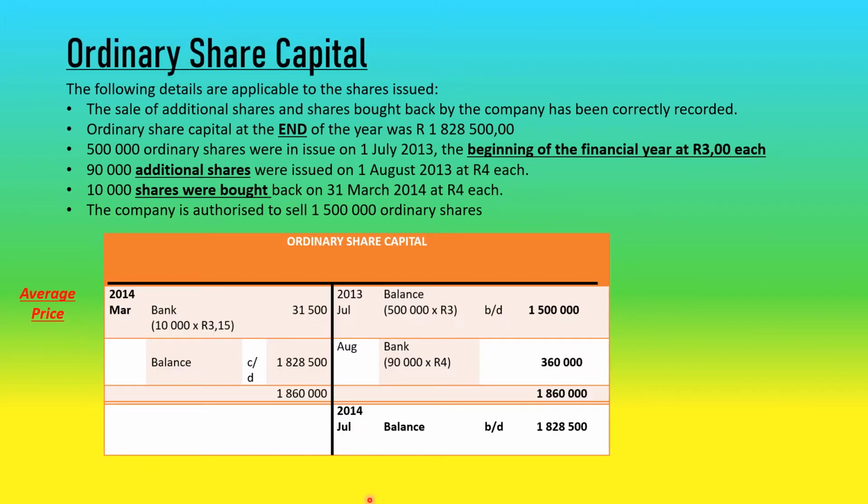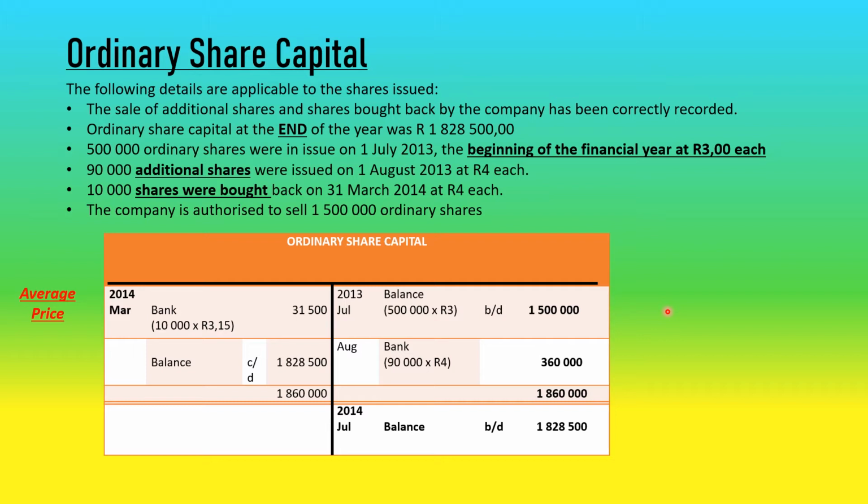Before we move on to doing the notes, I want to see the impact that it will have on the T account. Here you've got your balance brought down of 500,000 shares at 3 Rand that you issued. So you can see 500,000 times 3 is 1.5 million. So ordinary share capital, remember it's a capital account, it would go on the credit side.